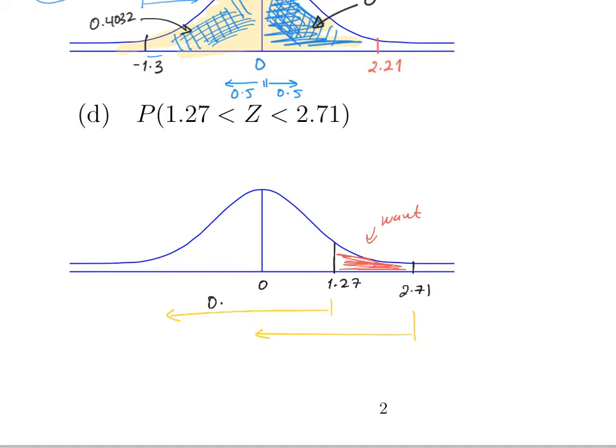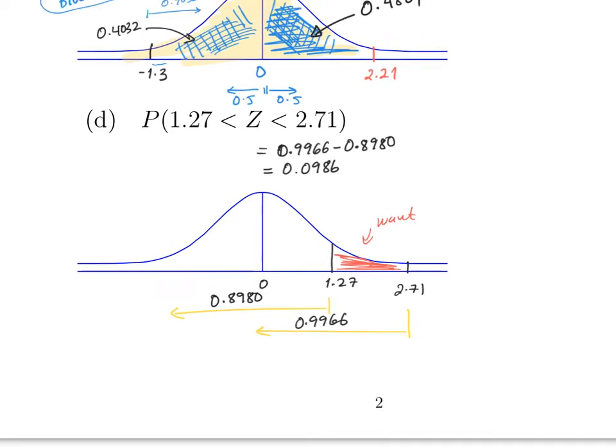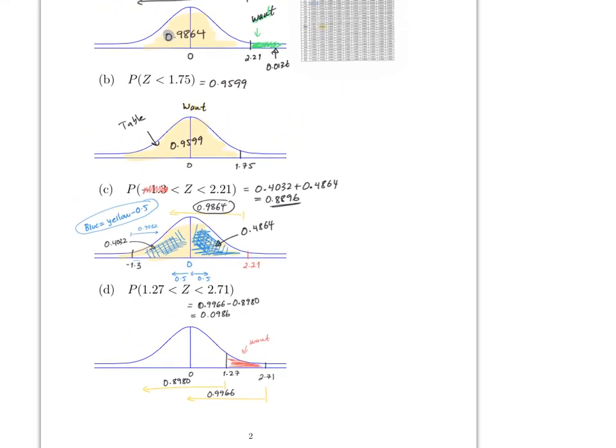The table says that this value is 0.8980, and this one is 0.9966. So therefore, to find what you want, all you have to do is take the biggest one, which is 0.9966, minus the smallest one, which is 0.8980, and this is equal to 0.0986. Now, how do we find this using the calculator?